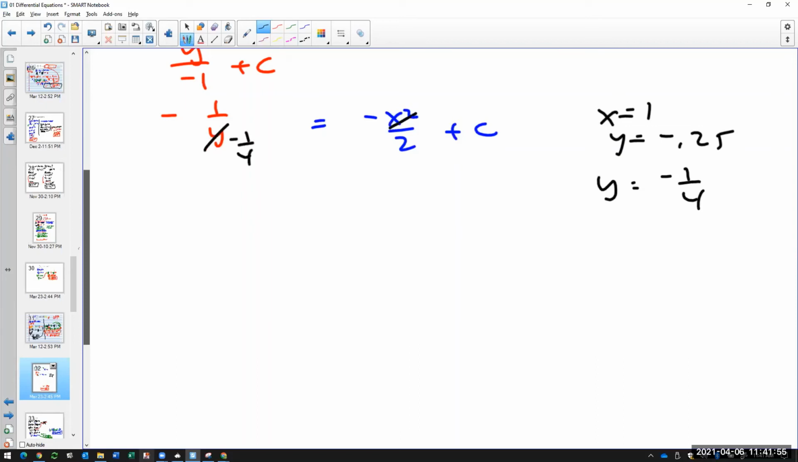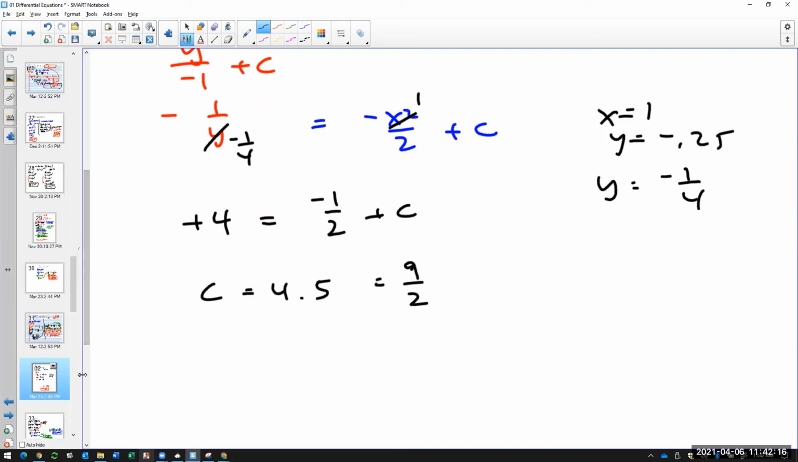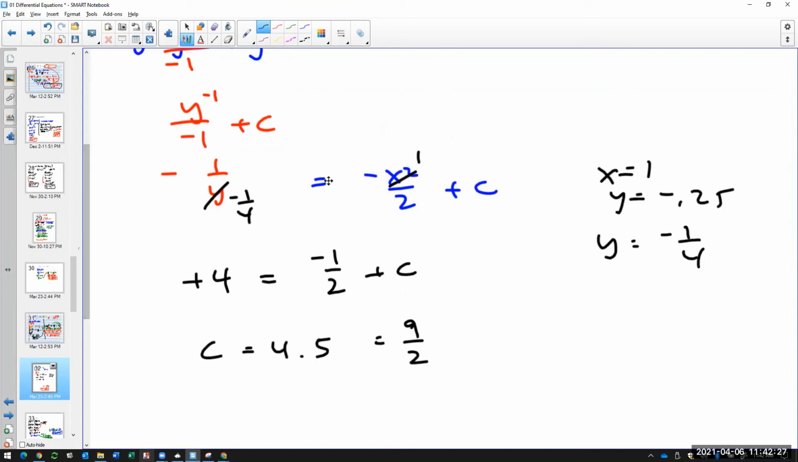So do you guys see that this is just 1 squared, right? So that's 1. This is going to be negative times negative is positive. 1 divided by 1/4 is 4. Okay. This will give me negative 1/2 plus C. So do you see C is 4.5 or 9/2? I'm not sure which one's going to be more useful. Is everyone good with that? It depends on how you did C. It depends on what equation you started with when you had C.